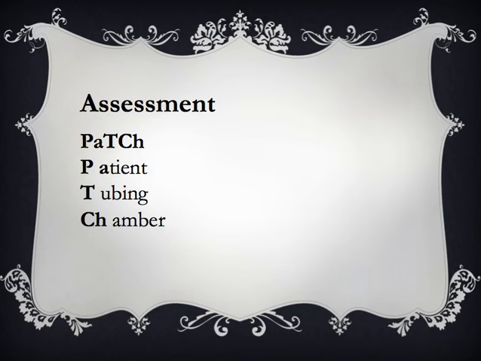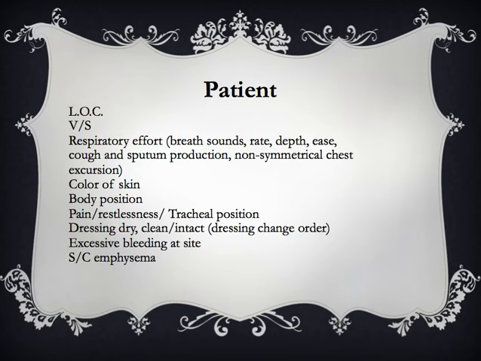Assessment for our patients is really important when they have chest tubes in. There's lots of different acronyms that will help you remember what to assess. I prefer to use PATCH because it starts with patient, and our patient is the most important part. So PA is patient, T is tubing, and CH is the chamber. So we move from the patient down to the chest tube drainage unit.